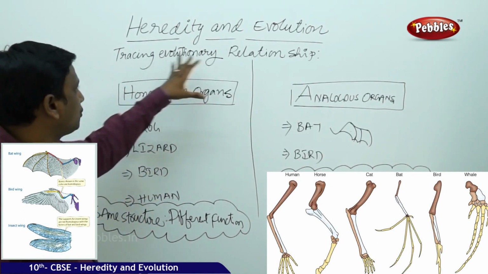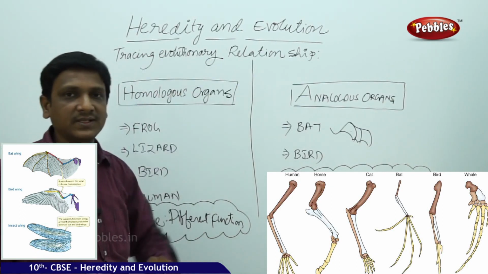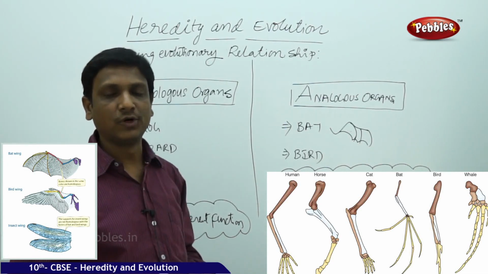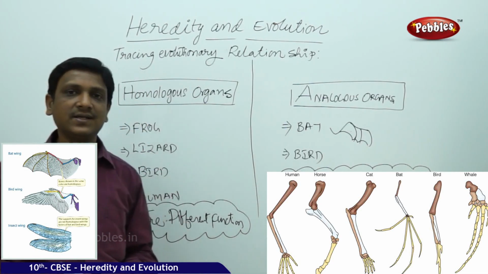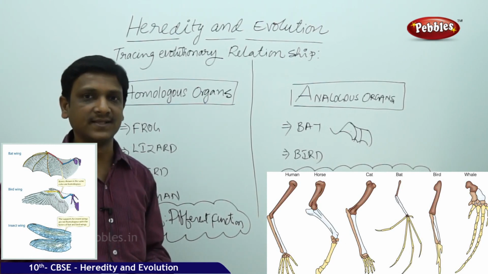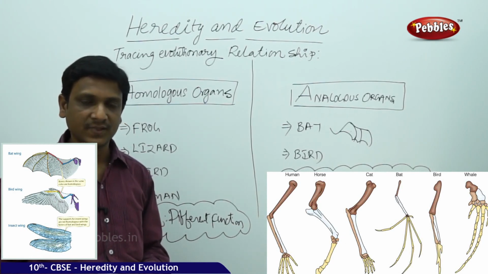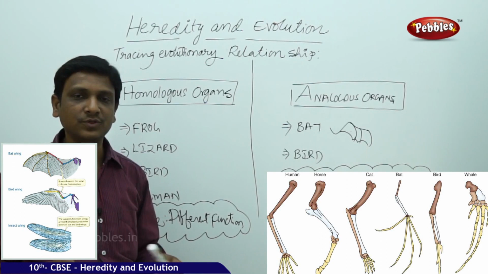So in tracing evolutionary relationships, we will move on to the next one, that is the fossil. What are fossils? Fossils are the dead remains of the organisms that lived a few centuries ago.